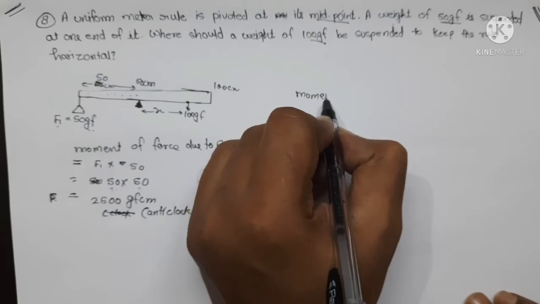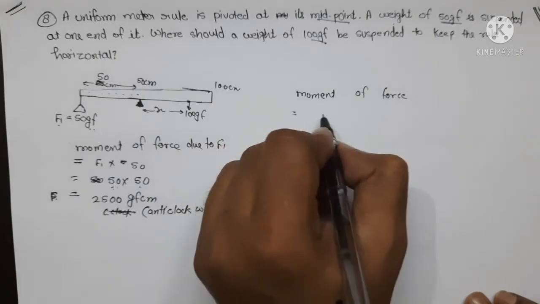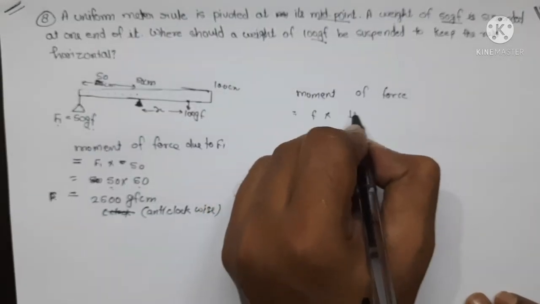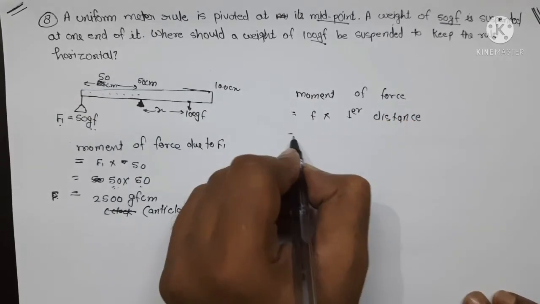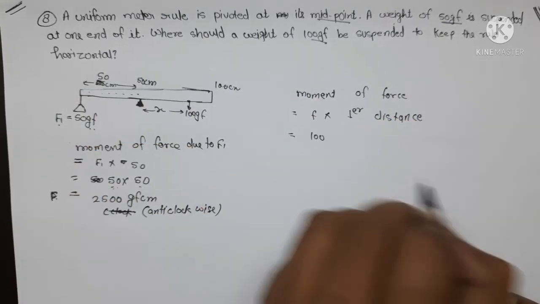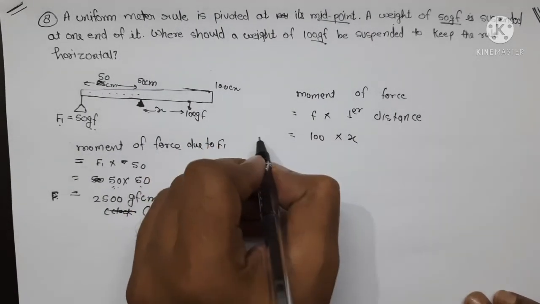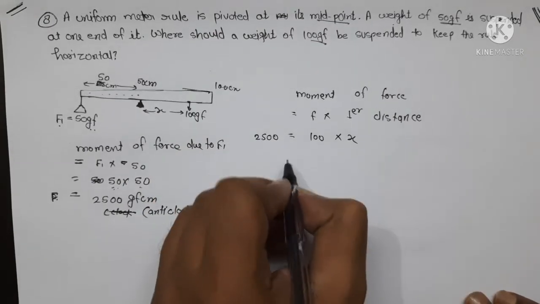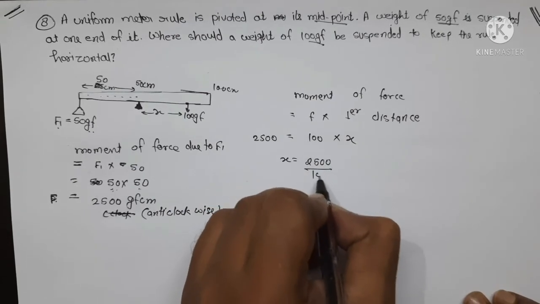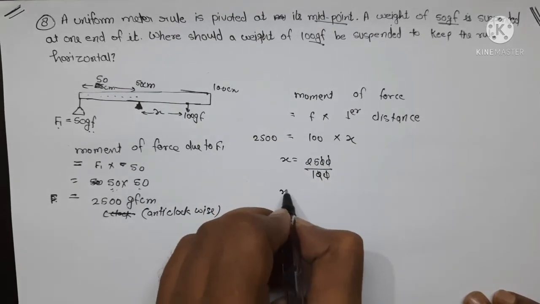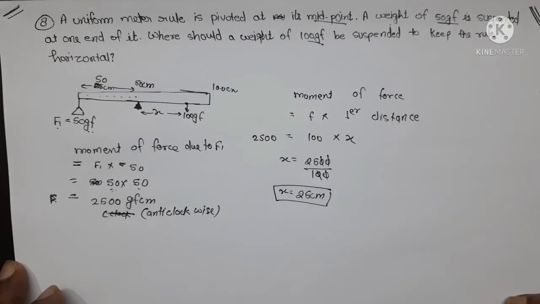So for the second case, the moment of force is the force into the perpendicular distance. So the moment of force is 100 gram force into the distance X, and that must be equal to the moment of force we found. So 2500. Now X will be 2500 divided by 100. So X is equal to 25 centimeter. We got this value X as 25 centimeter.